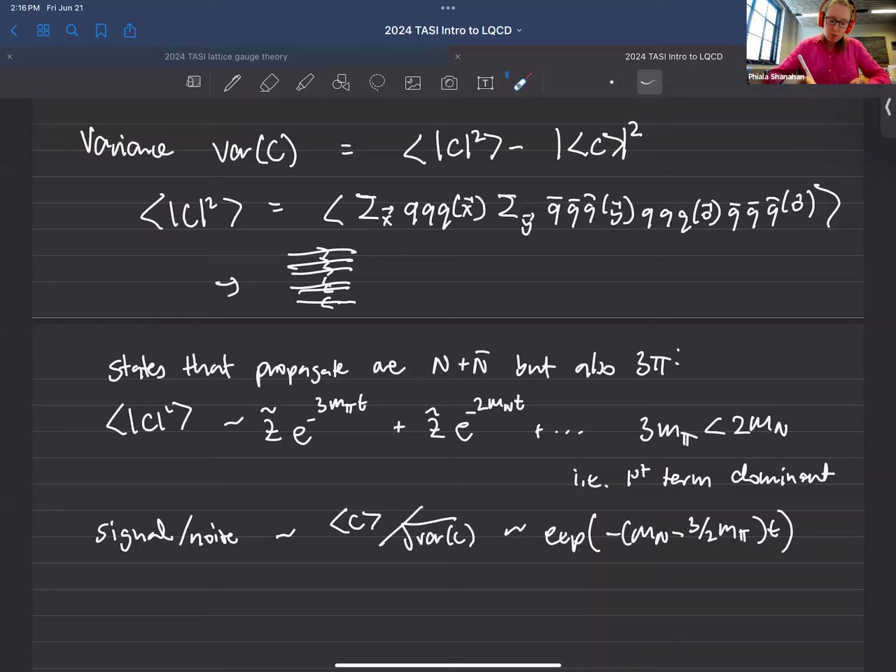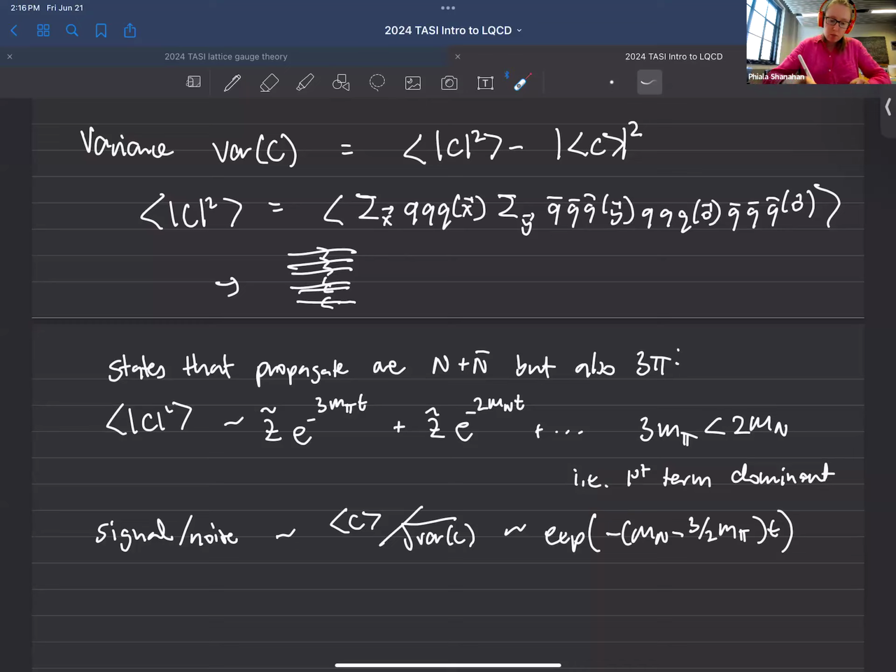You also do need to be able to write down operators that have good overlap onto the state you want to write down. And if you're studying something that's not a ground state, it's not necessarily obvious how to write down an interpolating operator that has great overlap onto the fourth excited state if you don't have a lot of physical intuition for what that state should be. So excited states need to be taken care of carefully.